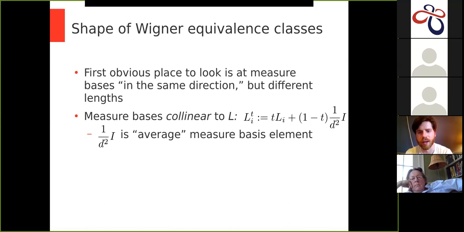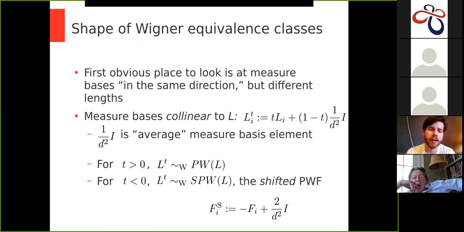You can also define, with a slight modification, the same concept of collinearity for biased meeks. So indeed, for positive T, the LT is Wigner equivalent to the principal Wigner function. For negative T, LT is Wigner equivalent to another Wigner function, which I call the shifted principal Wigner function. I didn't talk about this earlier, but for every Wigner function there is a shifted Wigner function, which is the reflection across state space through this average element. So all of that sort of makes sense.